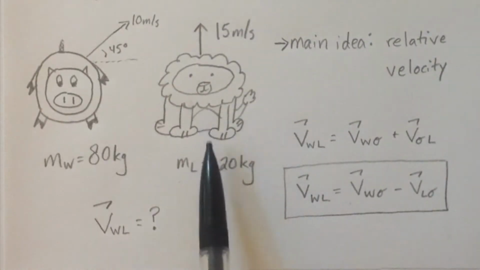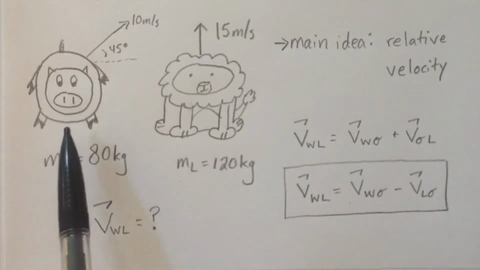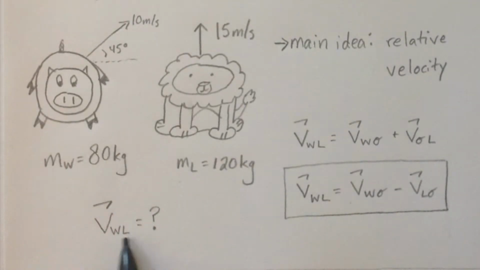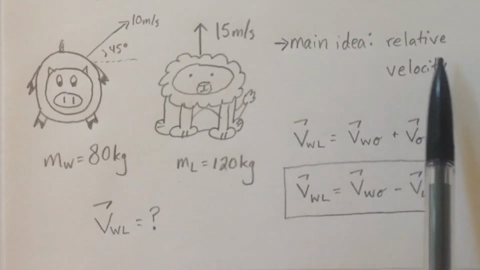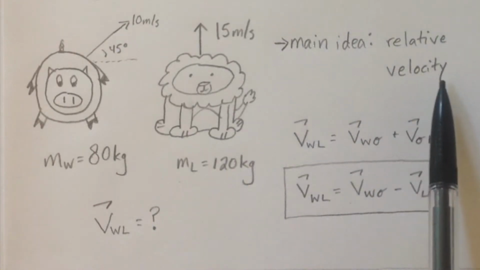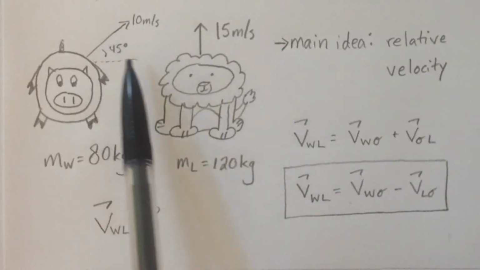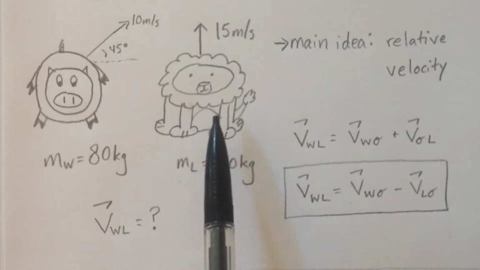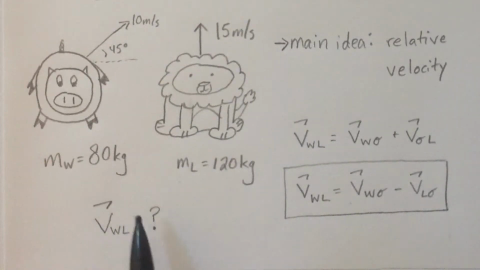In this problem, a lion is chasing a warthog on a frictionless surface, and we're asked to find what the velocity of the warthog is with respect to the lion. The main idea in this problem is relative velocity. In the problem statement, we're told the velocity of the warthog and the lion with respect to some origin. We'll use these to find the unknown.